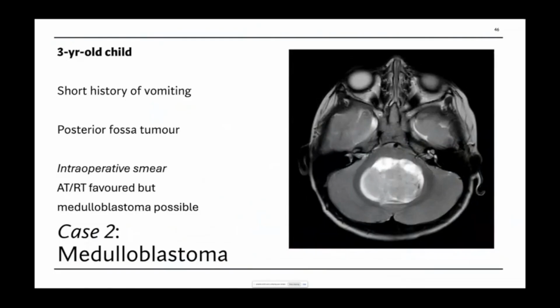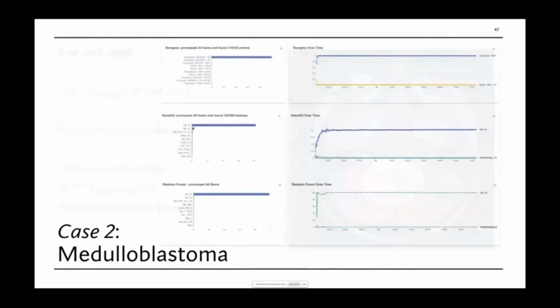This is another child case, in this case, who presented a 3-year-old, short history of vomiting, a posterior fossa tumour, and the intraoperative smear, ATRT was favoured, but medulloblastoma was possible. Now, in this case, we started sequencing, and we very quickly had a classification, and now I'm showing 3 different classifiers that we use, which confirm this to be medulloblastoma. Almost immediately, the 3 classifiers were in agreement.